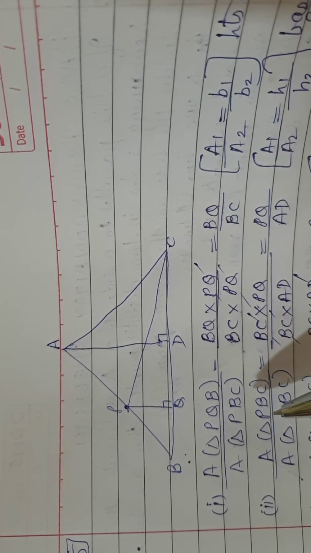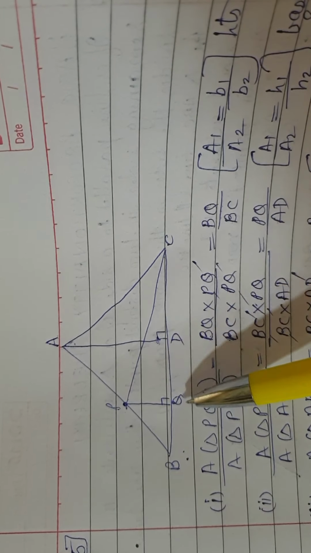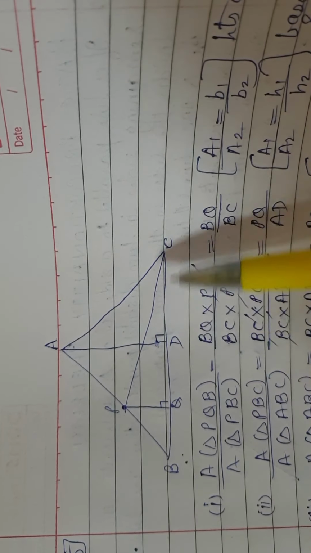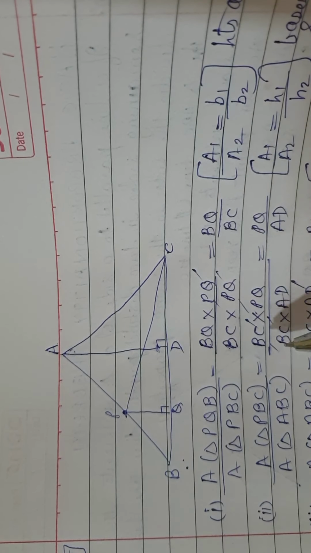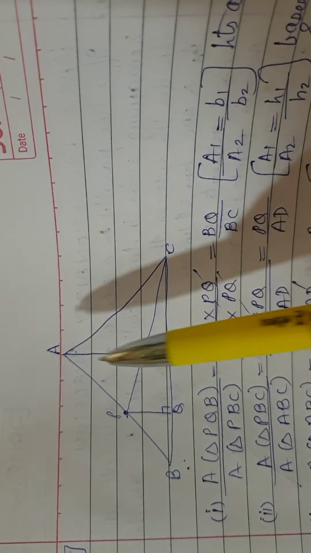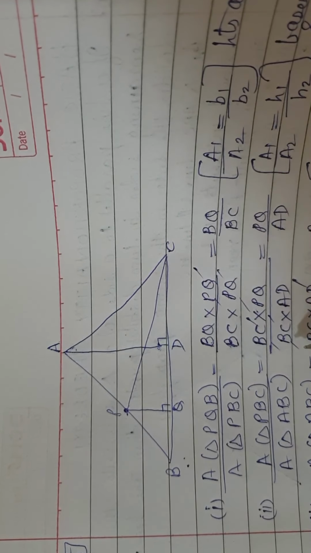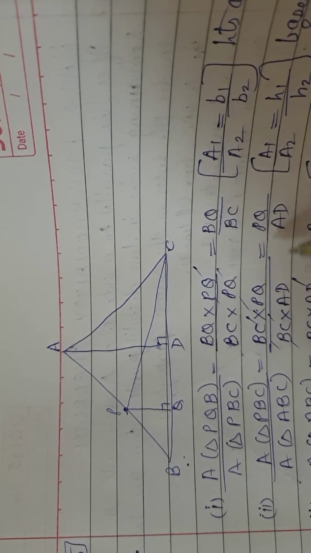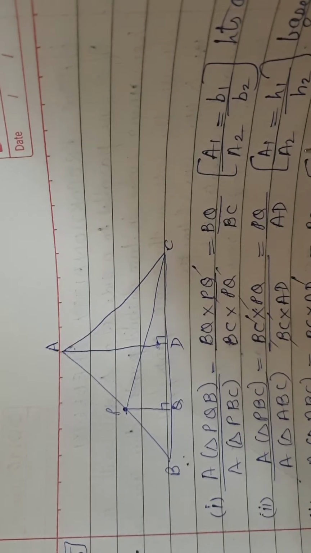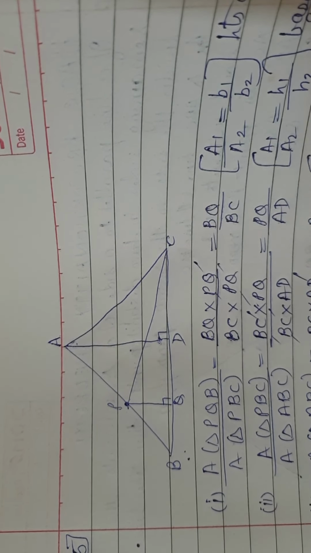Now similarly look at the second triangle. Triangle PBC. Now if you look at triangle PBC, the base is BC and height is PQ. So it's going to be BC into PQ. Then ABC, the bada triangle. So the base is BC and the height is AD. So BC into AD. So here again the BC gets cancelled and your answer is PQ upon AD. Here the property which I've used is A1 upon A2 is H1 upon H2 because their bases are same.